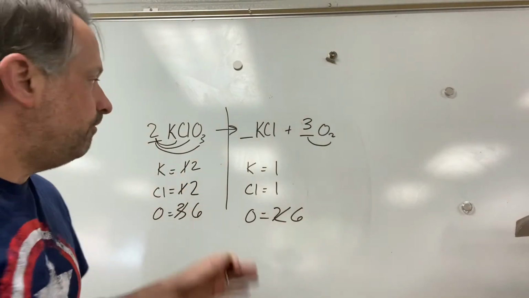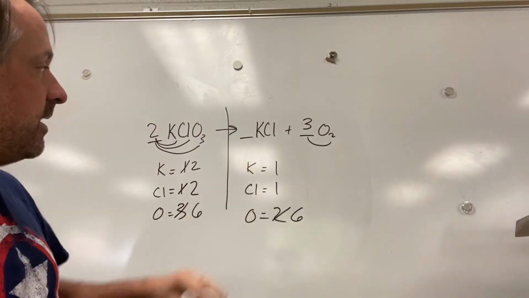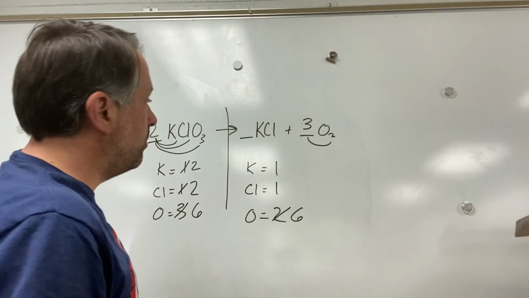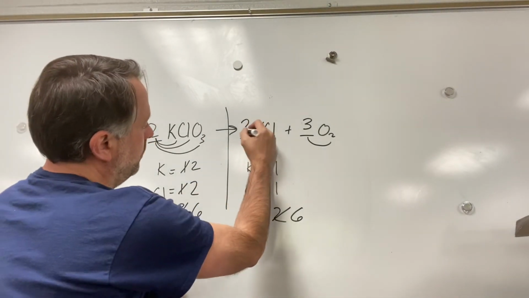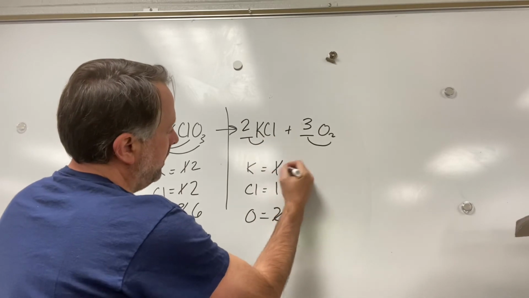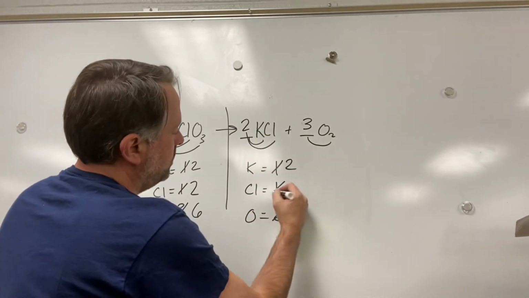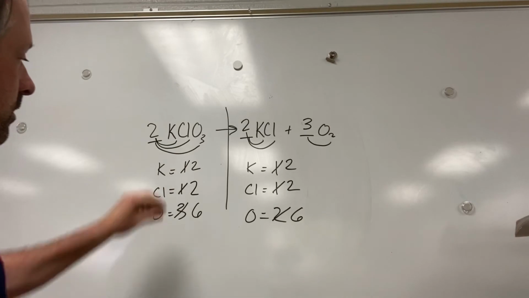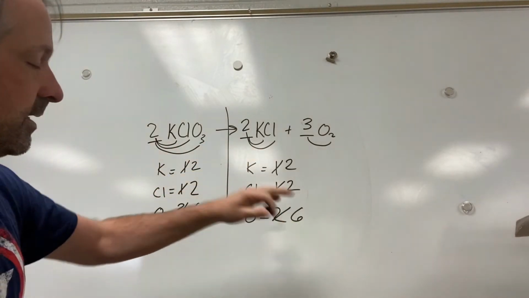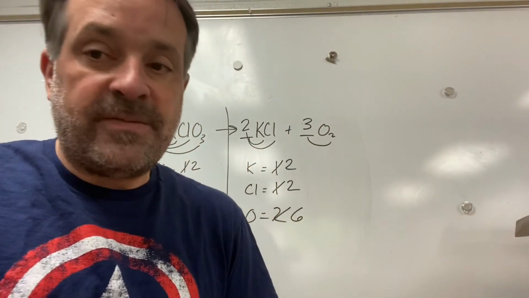Is it balanced? No, because I have 1s on this side. But that's an easy fix for this particular problem. I go ahead and go 2. That's going to give me 2 Ks and 2 Cls. And look. 2 and 2, 2 and 2, 6 and 6. I am now balanced. So that's a very quick tutorial.